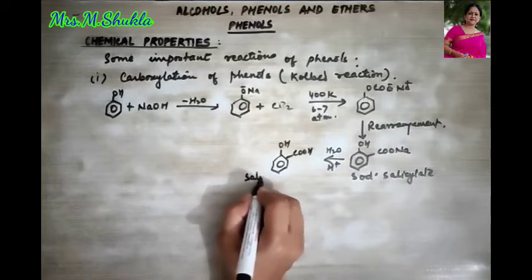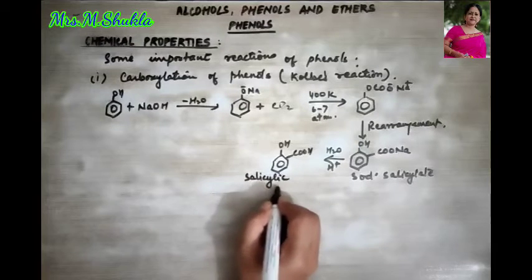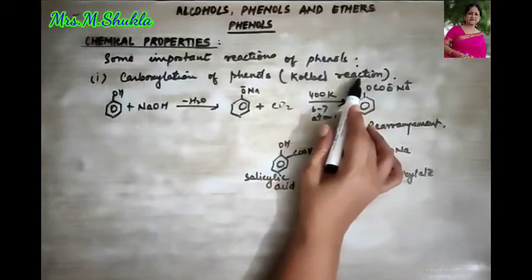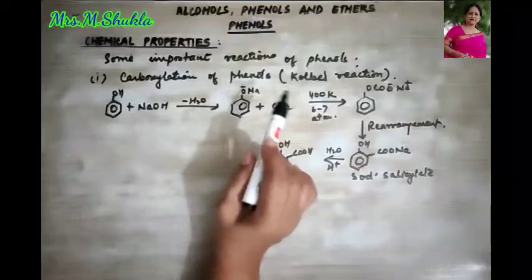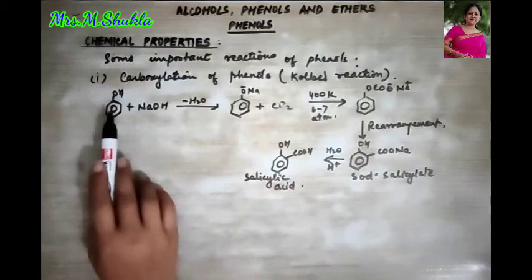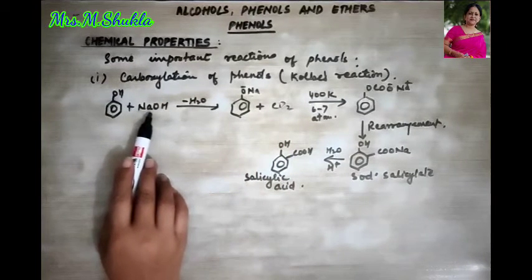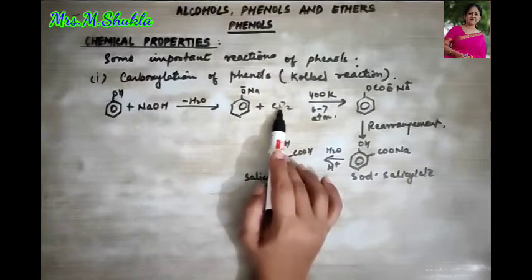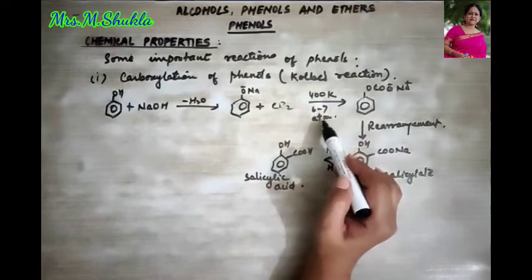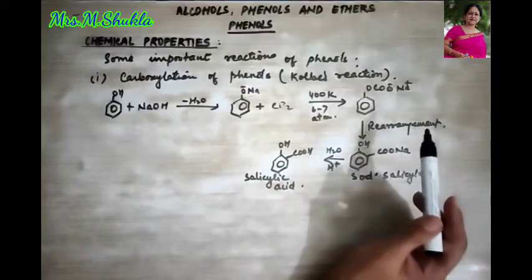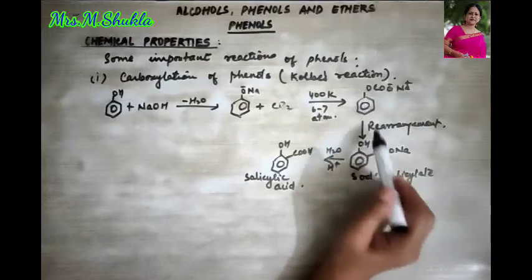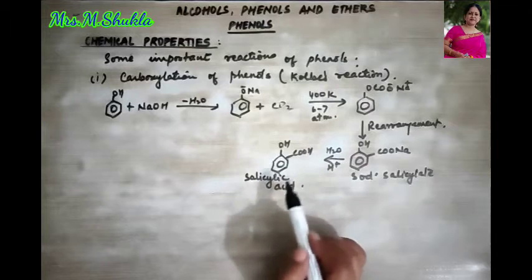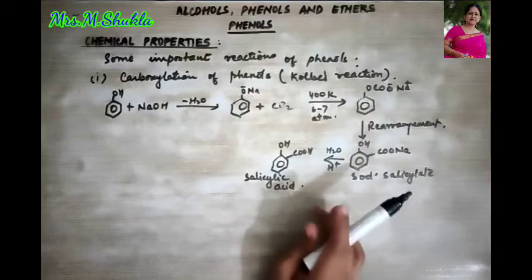What is this called as? Salicylic acid. This is termed as Kolbe's reaction, also termed as carboxylation of phenols. What happens over here? Phenols, when treated with sodium hydroxide, form salt, which further, when treated with carbon dioxide at 400 Kelvin and 6 to 7 atmosphere, is going to form sodium salicylate, where rearrangement takes place. Treated with the acid in the presence of water, it will form salicylic acid.